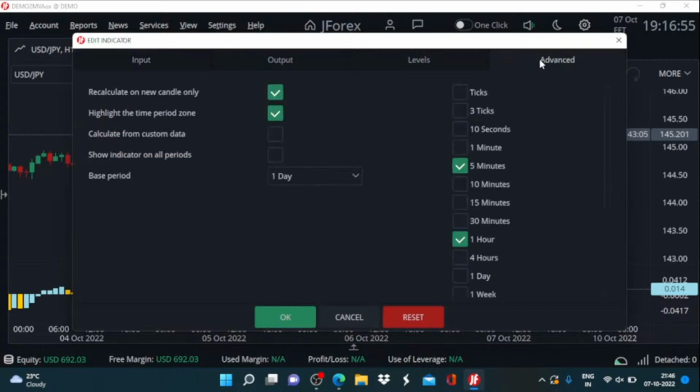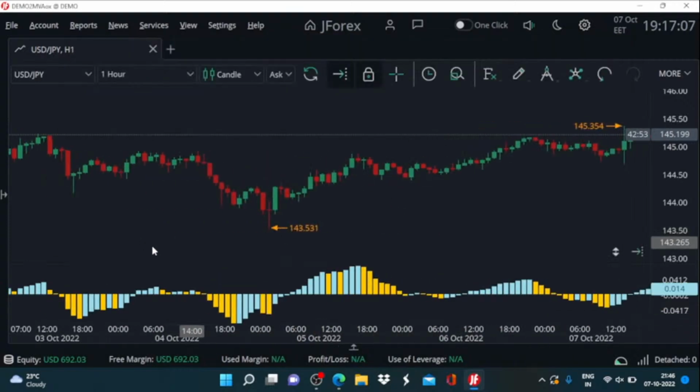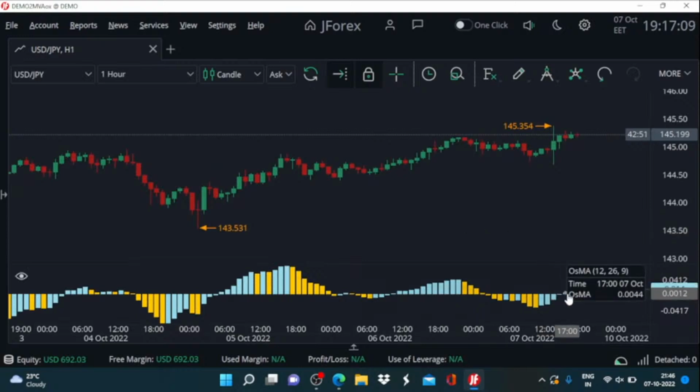Alright. Base period can be anything, none, 4 hours, day, week, or monthly. For this indicator, it doesn't really make much of a change in its output value.